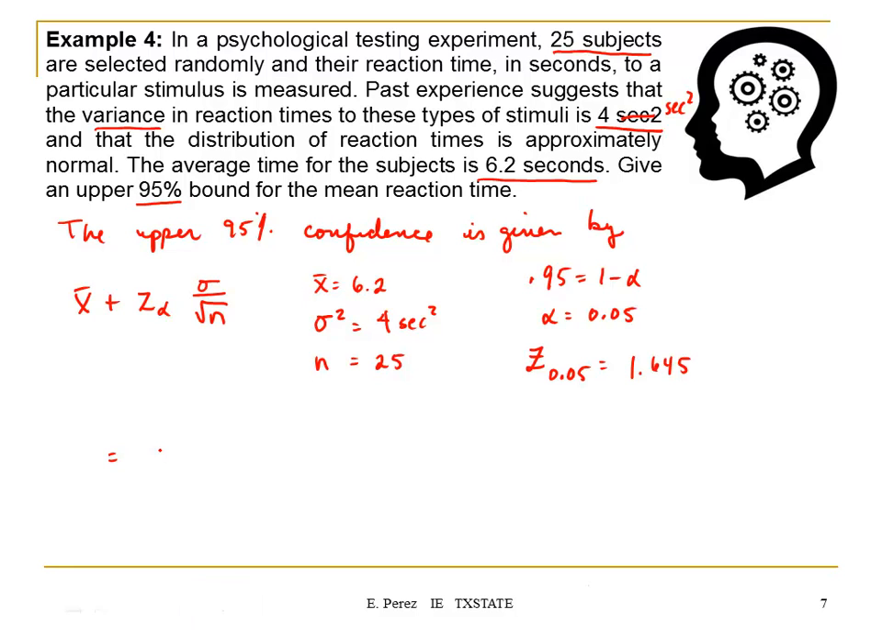Okay, so now we have all the information we need. This is going to be 6.2 plus 1.645 multiplied by the standard deviation, which is the square root of 4, divided by the square root of 25, and that is 6.858 seconds.